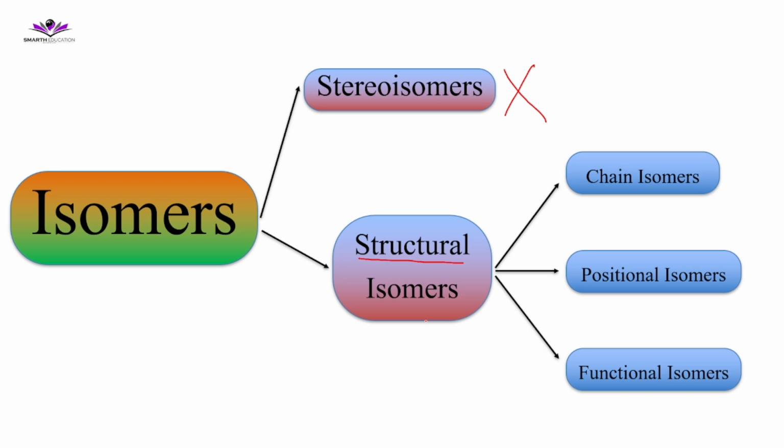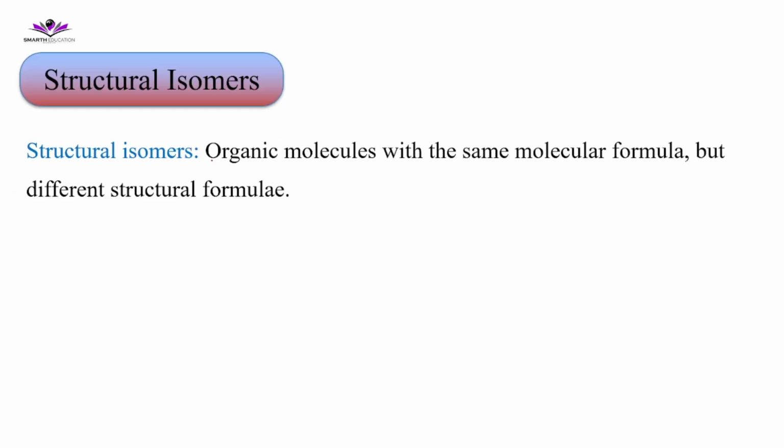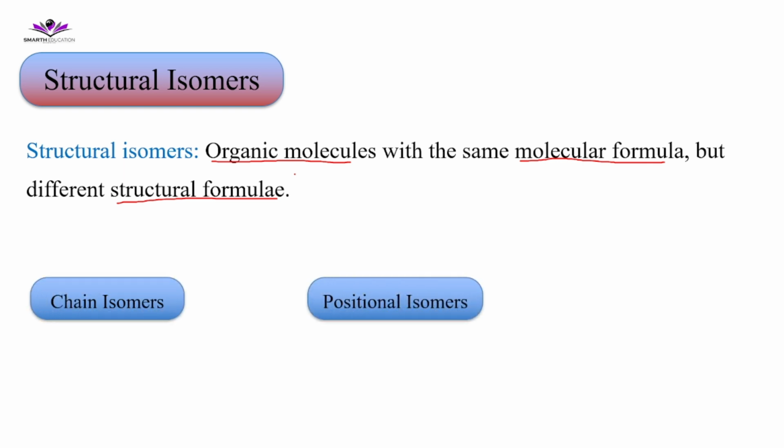What are structural isomers? Structural isomers are organic molecules with the same molecular formula but different structural formula. Some texts will say different connectivity. So we say organic molecules with the same molecular formula but different structural formula. Like I said, we have chain isomers, positional isomers, and functional isomers. Let's discuss these three in detail.